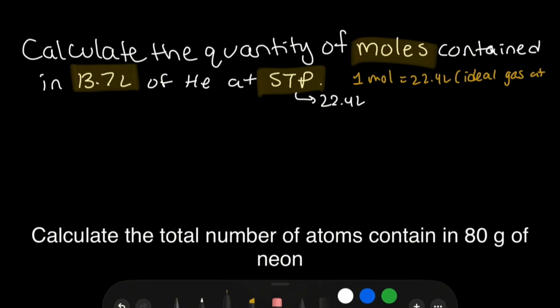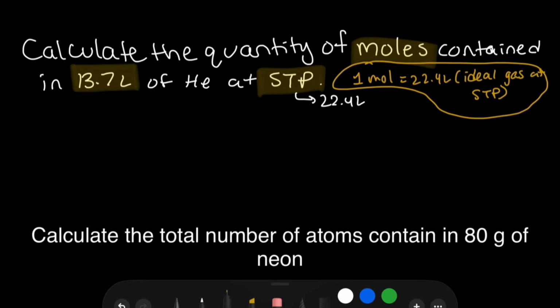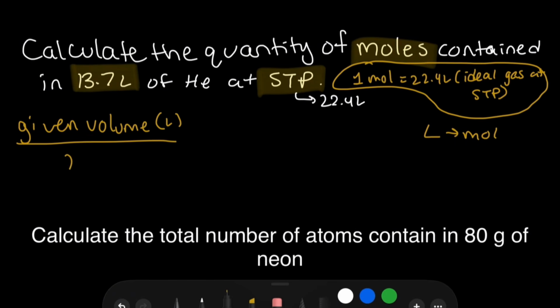Knowing this, it'll help you write your conversion factor, because what this question is asking is to find the number of moles given the amount of liters that you have. So what we want to convert to is we want to convert from liters to moles. And the formula that we use for that is the given volume in liters divided by 22.4 liters. And that's going to give us the number of moles.